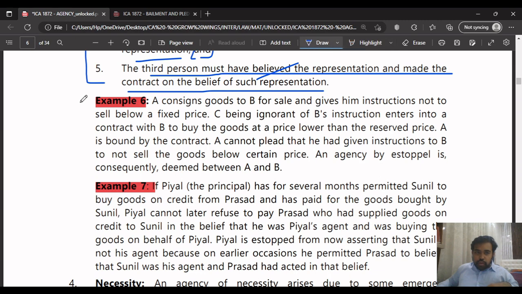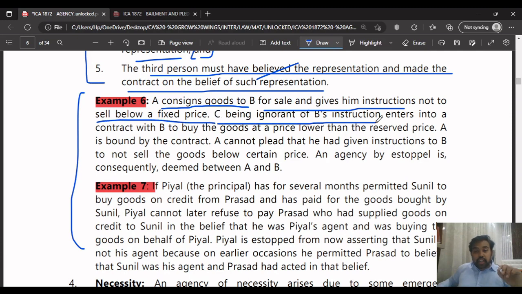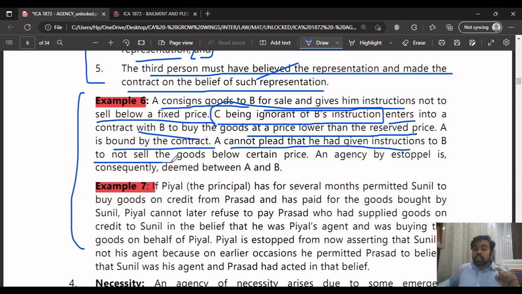These two examples are very, very important from the exam point of view. There is a person called A. He consigns goods to B for sale and instructs him not to sell below a fixed price. C, a third person and customer, being ignorant of B's instruction from A, the consigner, enters into a contract with B to buy the goods at a price lower than the reserve price. A is bound by the contract. A cannot plead that he had instructed B not to sell the goods below a certain price. Agency by estoppel is deemed between A and B.